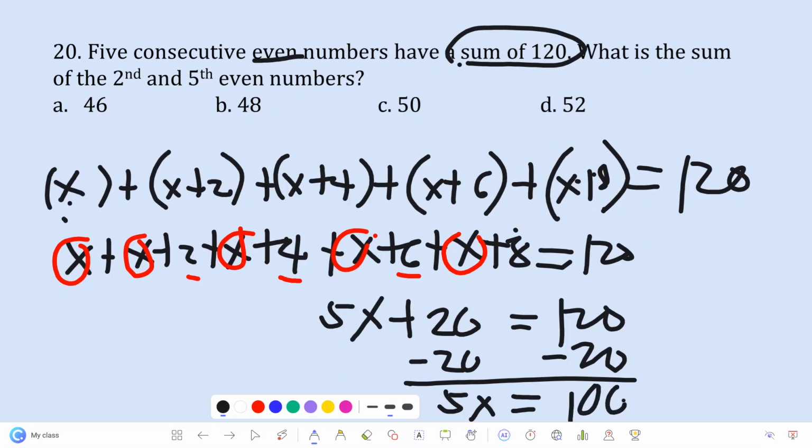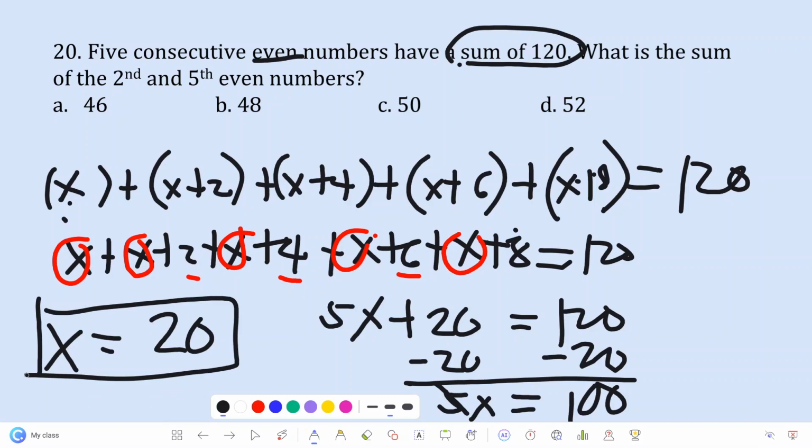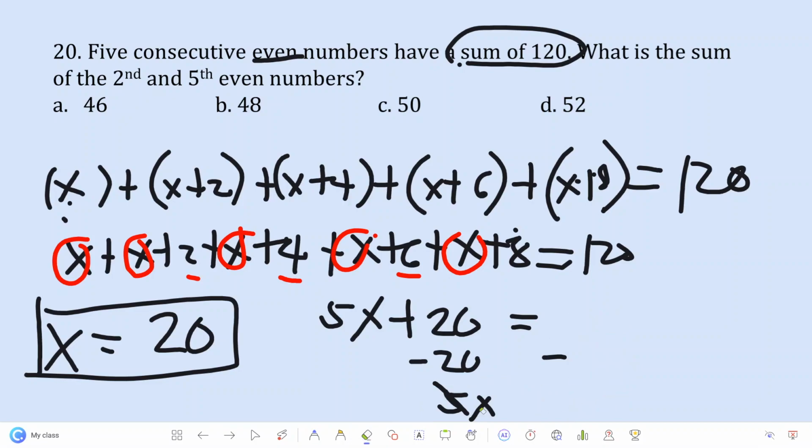Okay? So, to totally isolate x, divide mo lang ang both sides by 5. 5x divided by 5 is x. Then, makakancel ang 5. Tapos, ang 100 divided by 5 is 20. So, hindi pa po ito ang sagot dahil ang sabi natin, first pa lang na even number yan. Pero ang hinahanap po sa atin, ano yung sum ng second and fifth even number.